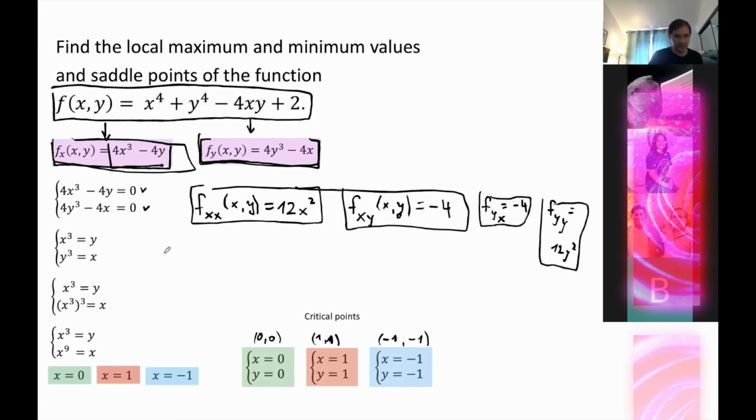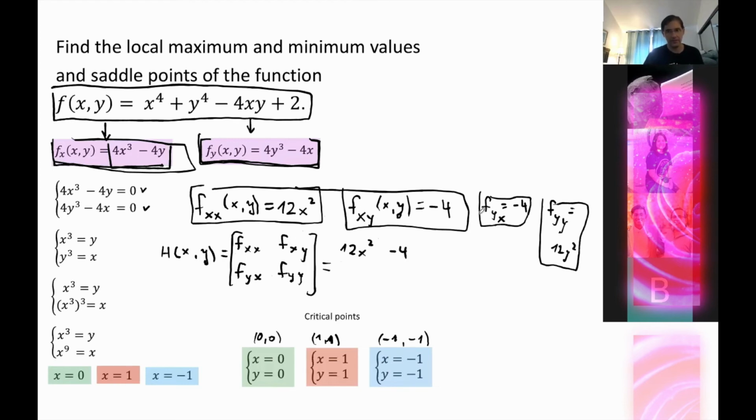Now let's look at the Hessian matrix at any point x, y. The matrix looks like this: fxx, fxy, and then fyx and fyy. In my specific example, fxx is 12x squared, fxy is -4, and fyx is also -4. This is symmetric, so no surprise here. And fyy is 12y squared.